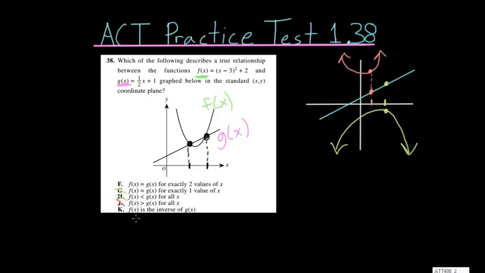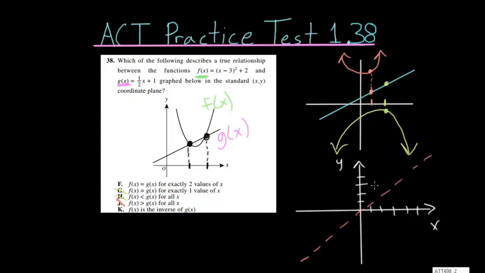And for choice K, f of x is the inverse of g of x. This one is a little bit more complicated, but is still easy to identify if you know what you're looking for. When two functions are inverses of each other, their graphs are essentially reflections about the line y is equal to x. If we were to graph y is equal to x, anytime you have a function, its inverse will be the mirror image across this dotted line here.